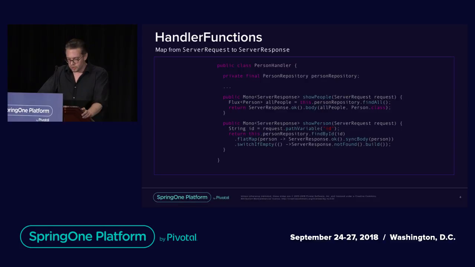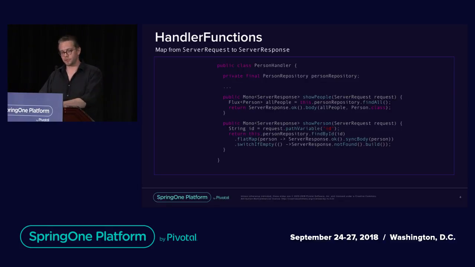So, returning a mono server response, we have, like I said, two methods. Show people is the first one. That's basically goes to a repository. In my demo that I'm going to show later, I'm using Mongo, but as of yesterday, this morning, we have the announcement that we could actually also use JDBC SQL, right? That's the new announcement this morning that we are gonna do Spring Data JDBC, and let it expose reactive types as well.